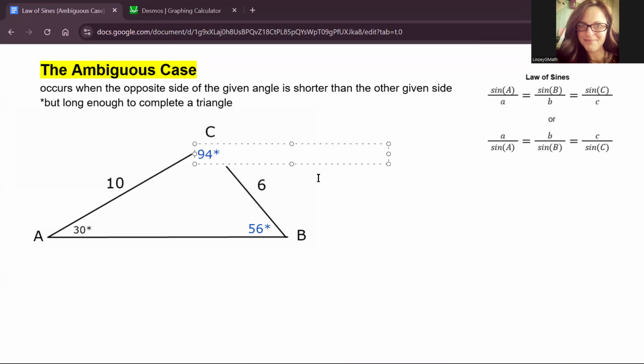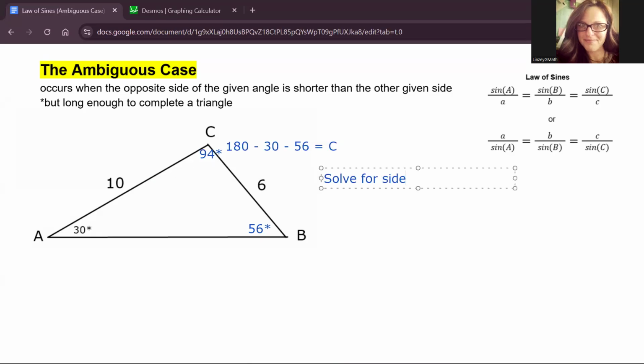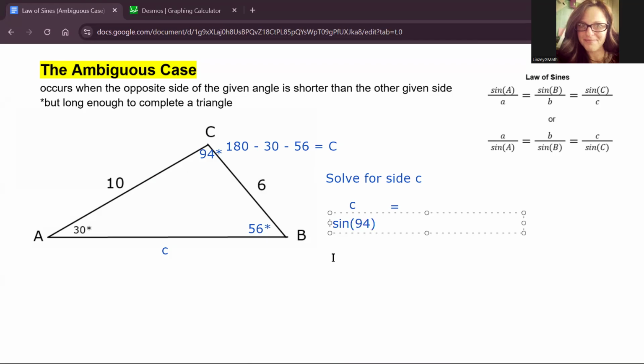And now we can solve for side C using our law of sines. We'll set up our law of sines. Putting the unknown in the top makes for easier calculations. So we'll start with side C, the unknown, over sine of angle C, 94 degrees, is equal to, let's use side A, 6, over sine of angle A, 30 degrees. And we'll solve for side C.